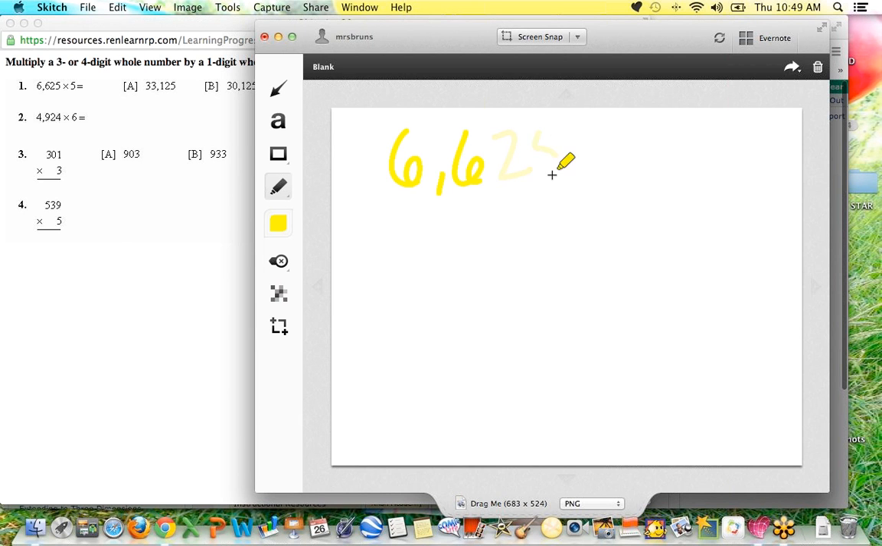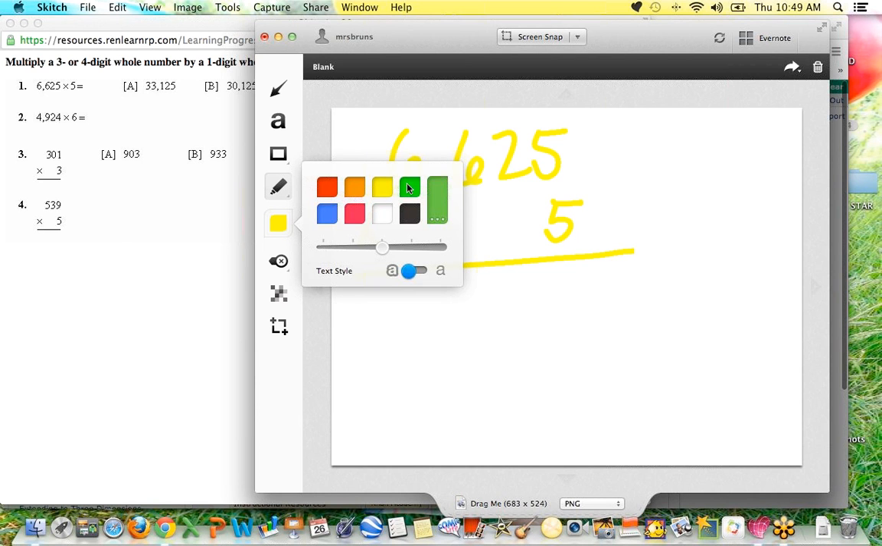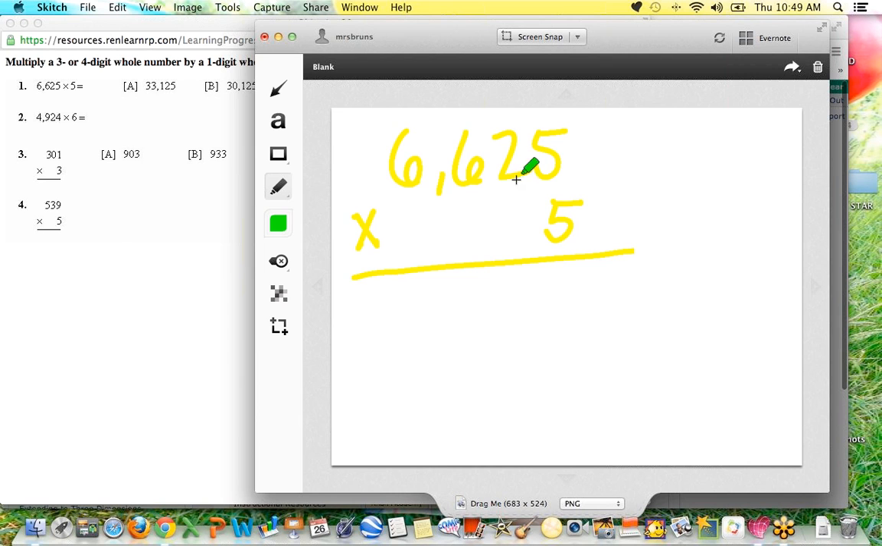6,625 times 5. It's not too bad because I'm only doing 4-digit times 1 digit. First step is to worry about my ones times my ones, and then my ones times my tens, hundreds, and thousands. So let me work this out with you. 5 times 5 is 25.